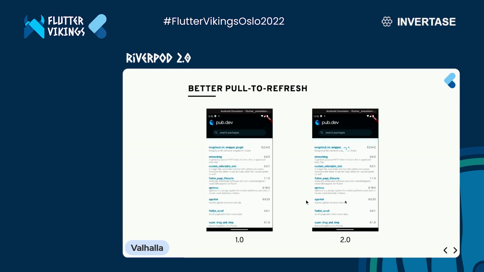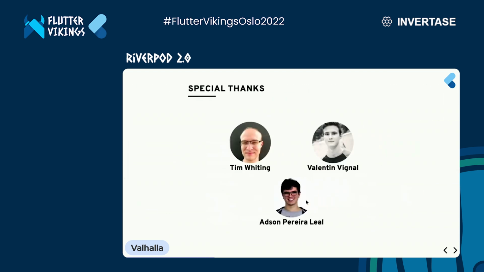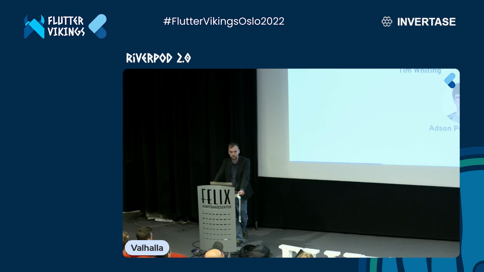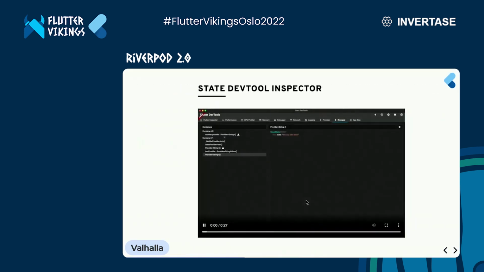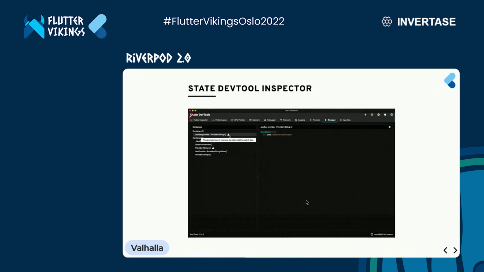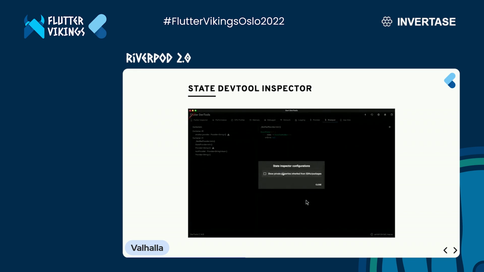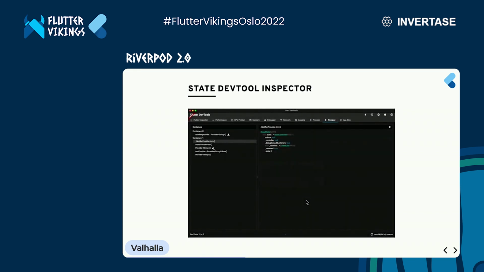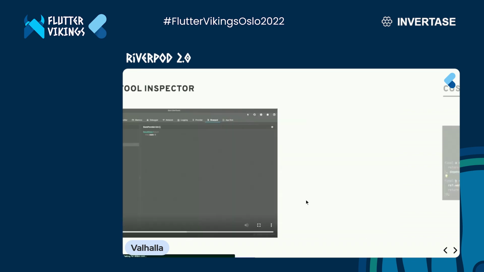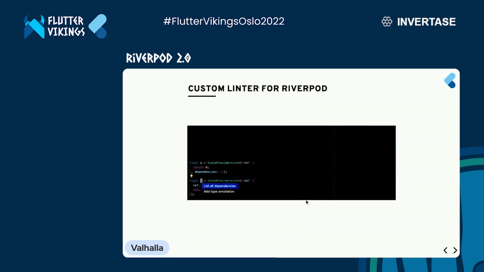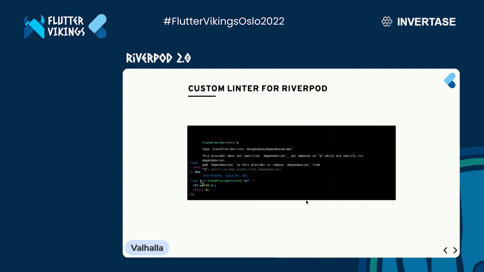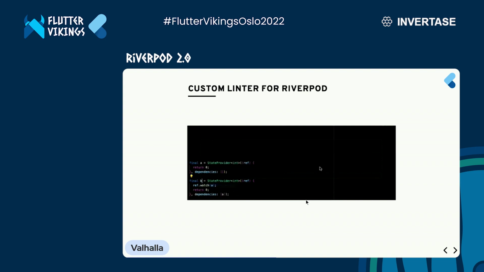So first of all, I want to give some special thanks to Tim, Valentin, and Adson, who helped me build a dev tool for the Riverpod ecosystem that I'm going to show you. So the first one is a state inspector for Riverpod, where you would soon be able to inspect the state of your providers and edit their value, like the provider dev tool. Custom lint rules for Riverpod to highlight potential user mistakes you made and have some quick fixes and maybe refactorings.